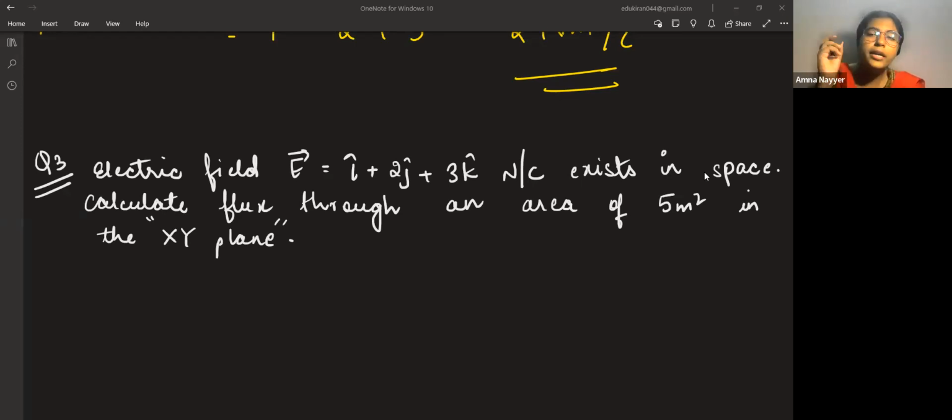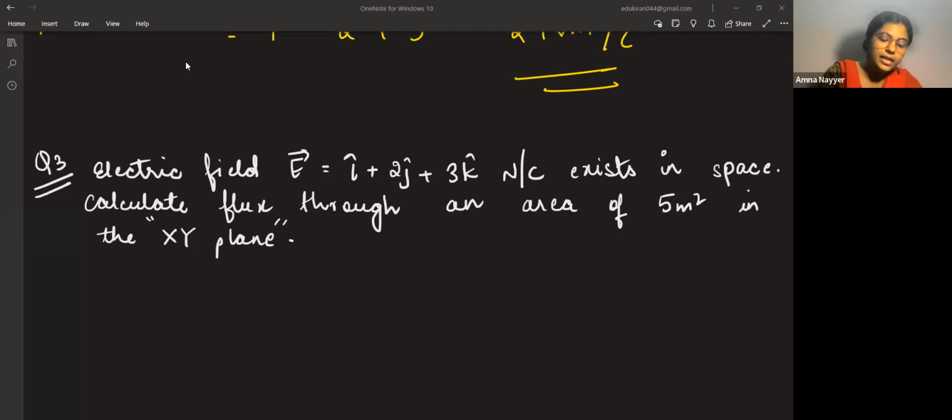In this question, the hint that is given to you is that the Cartesian form of area is mentioned. See how the Cartesian form of area is mentioned to you. Look here.